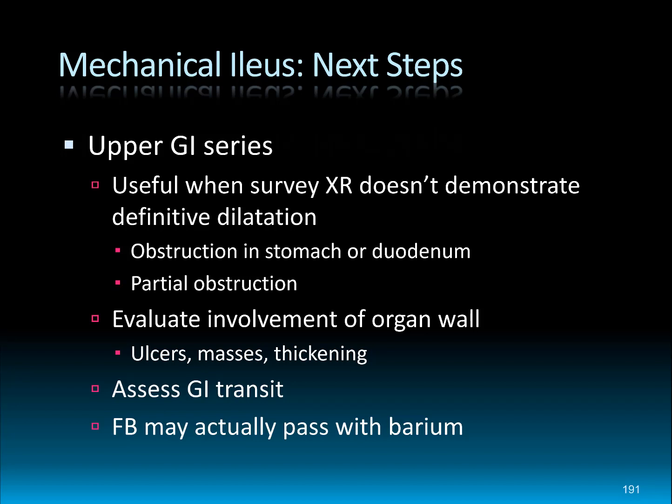An upper GI series is always a useful test when survey radiographs don't demonstrate definitive distension of the small intestine, but you're still concerned about that possibility, either because there's a really proximal obstruction or because there's only a partial obstruction, and so there's not full distension of the small intestine. Upper GI series are also really useful for allowing you to evaluate the mucosa of the GI tract, ulcers, masses, thickening, and then look at transit through the intestine as well.